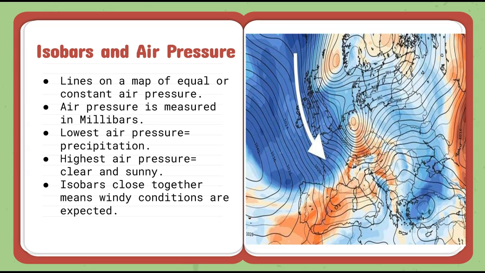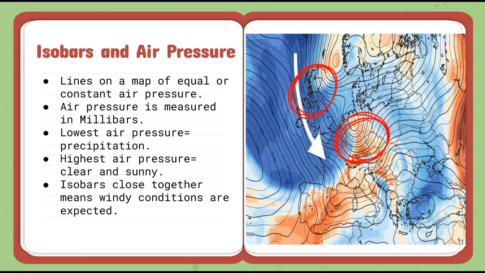When isobars on a map are close together, you can expect windy conditions. So for example, I see two areas on this map where I would expect windy conditions. And that first spot would be right here. You can see that those isobars are really, really close together. And the second spot is right there where the isobars are relatively close together.